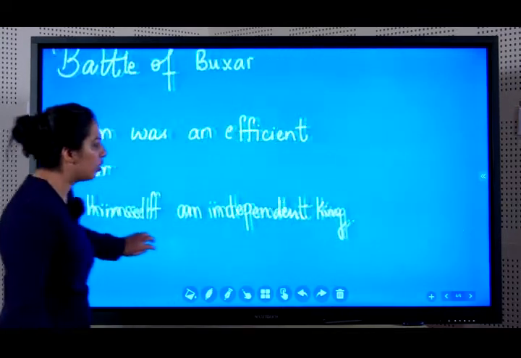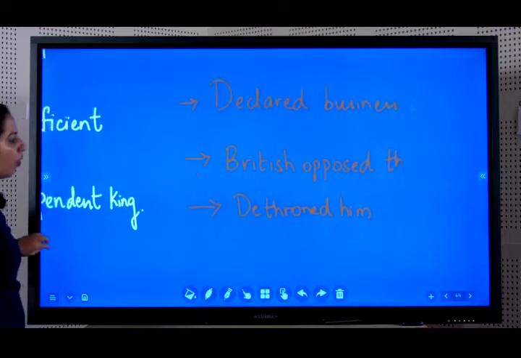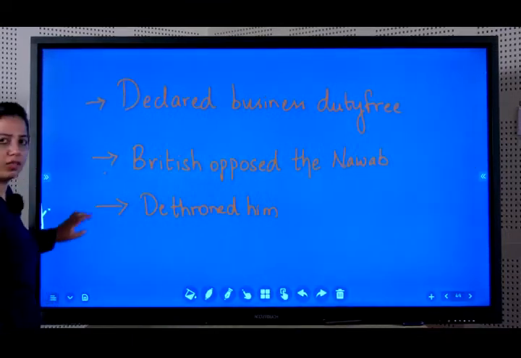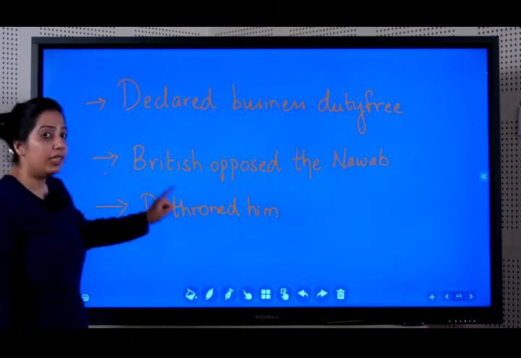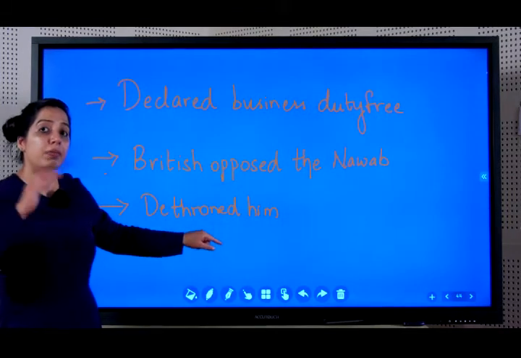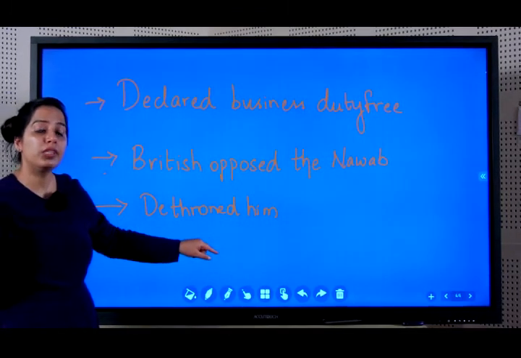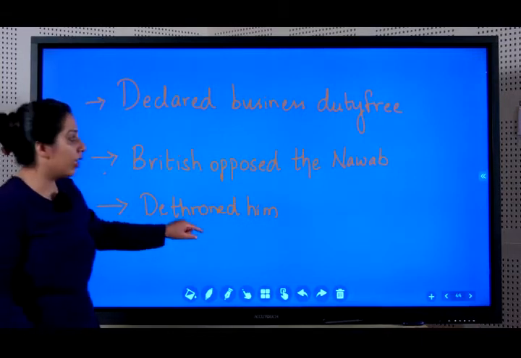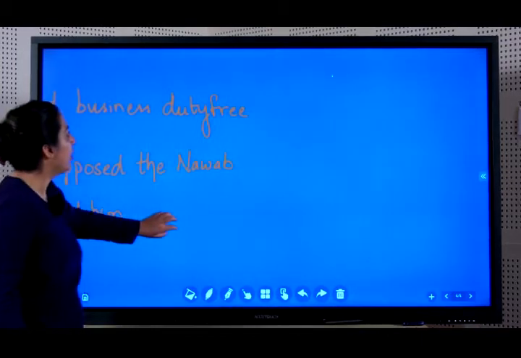Then what did the British do? They opposed the Nawab and they dethroned him. And they brought back whom? Whom did they remove? They had removed Mir Jafar. They brought him back as the Nawab.